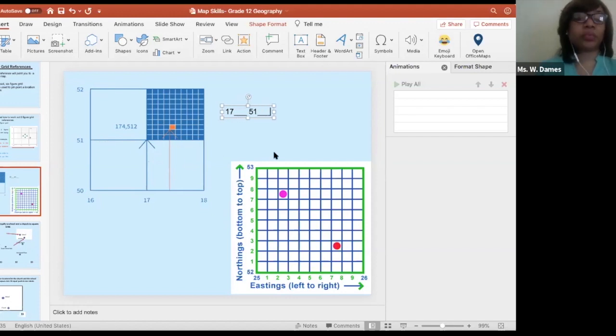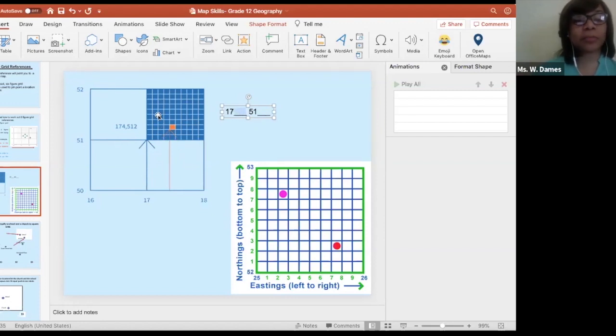Okay? So before you find your 6-figure, you're always going to find your 4-figure first. And then you're going to leave a 3rd and 6th space open for this little box here. I hope you got that. So you're going to leave a little box open there.